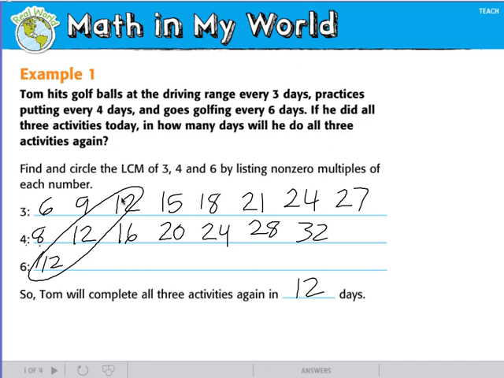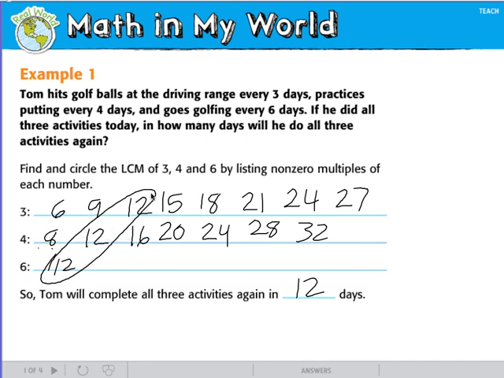Now, it doesn't mean that they're going to be in a line like this. Okay? It doesn't mean that they're going to be in a line like this, but there could be a 12 here, a 12 over here, and a 12 down over here. But everyone's going to have the same number in each one of the sets of multiples that you put out. Okay?